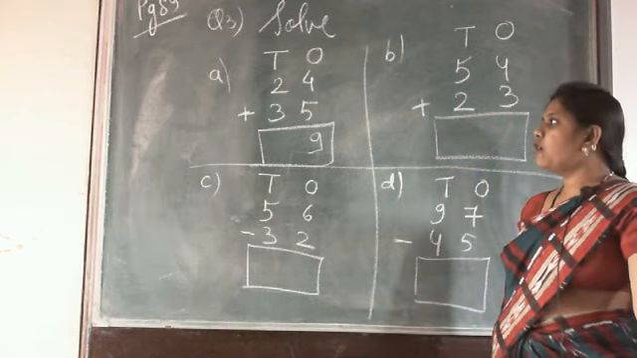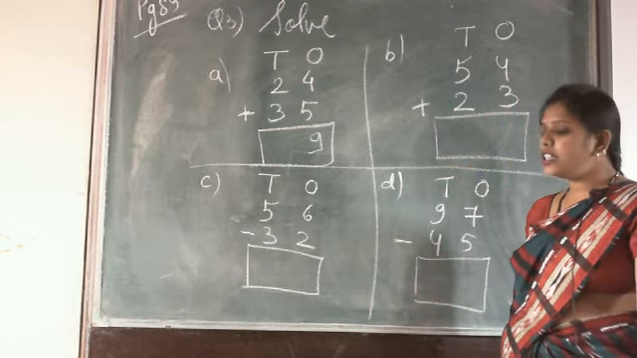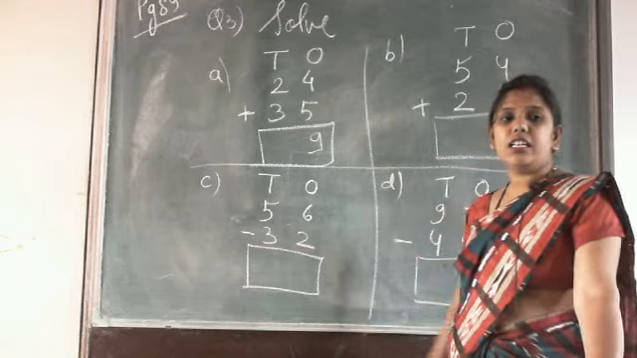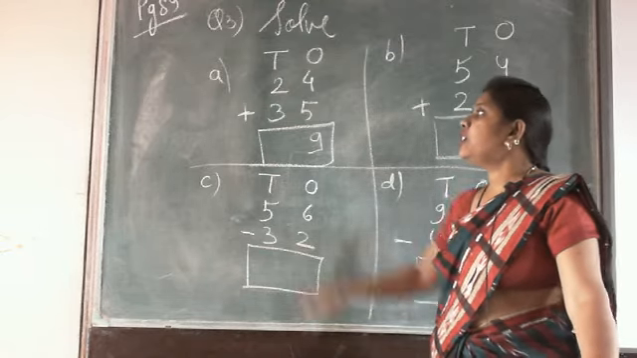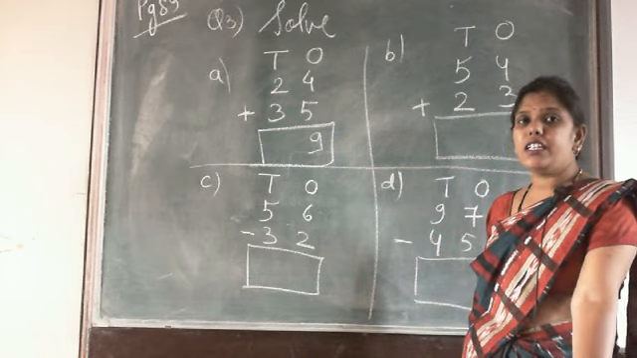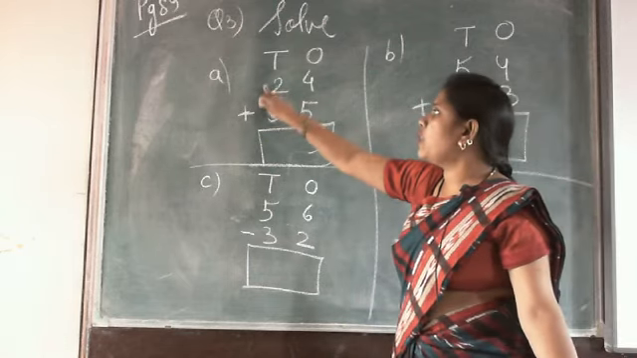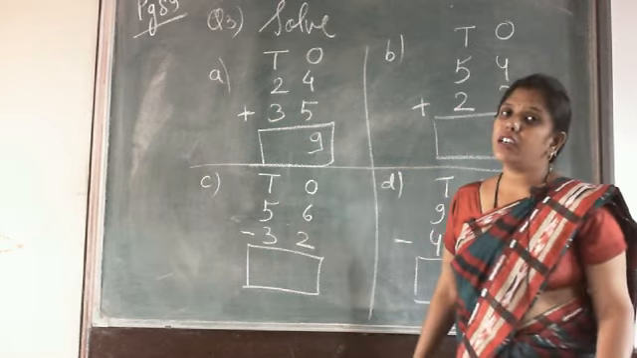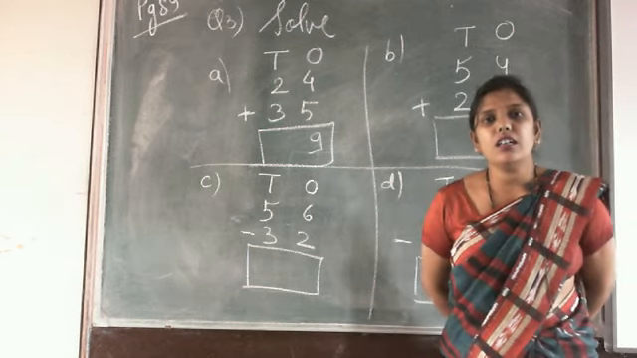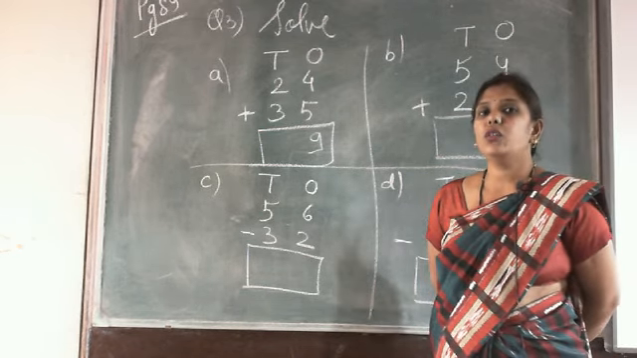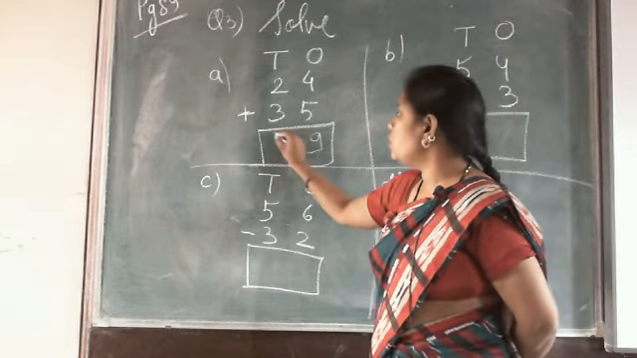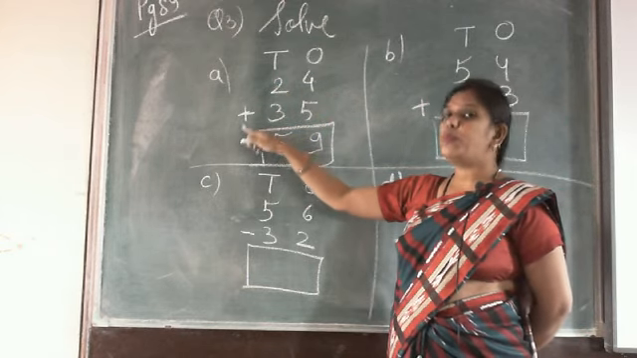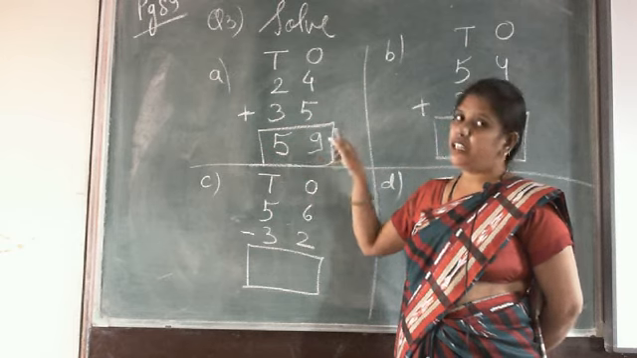Now count the remaining digits, that is at the tens place. Tens place digit is 2 and 3. So first take out 2 fingers in your hand. Taken. Now take out 3 more fingers. Now add all the fingers. How many total fingers? 5. Very good. So 2 plus 3 is 5. So how do we read the question? 24 plus 35 is 59.